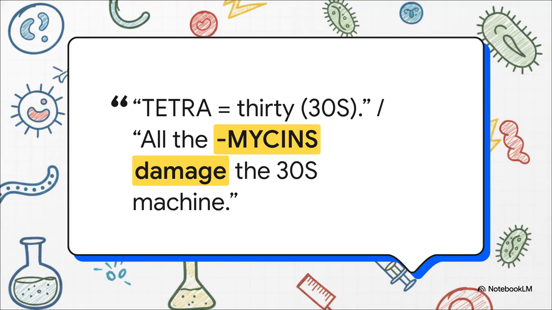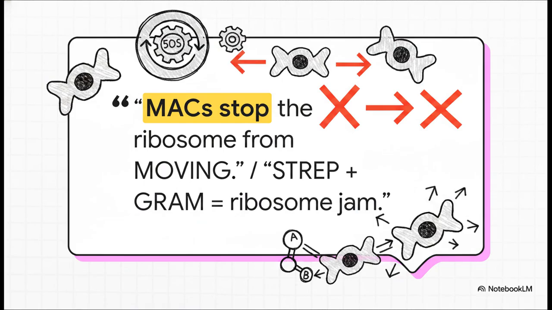The mnemonic, all the mycins damage the 30S machine, helps you remember that they bind irreversibly to that 30S subunit, which causes the mRNA to be misread entirely. Now for the 50S side. Use these punchy quotes to remember that macrolides block translocation, while streptogramins synergistically jam up the works.